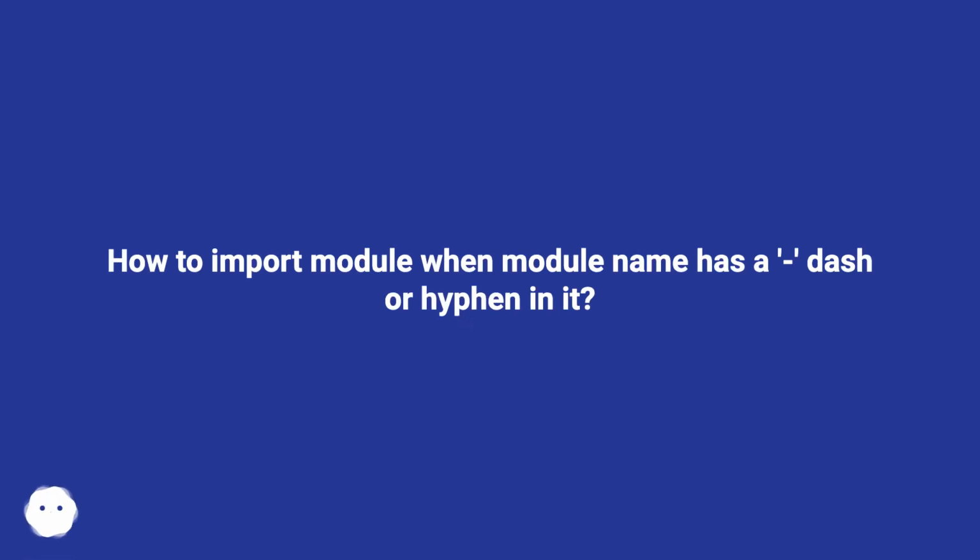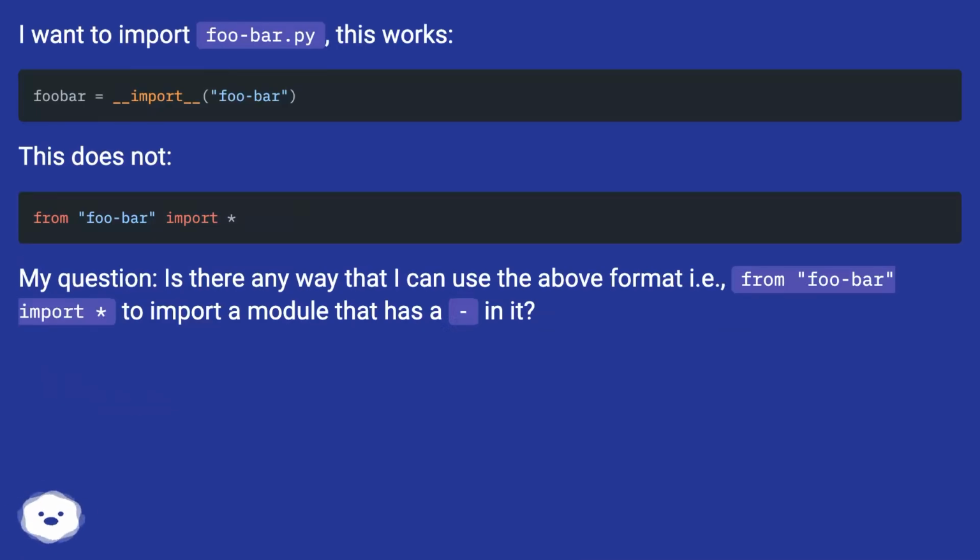How to import a module when the module name has a dash or hyphen in it. I want to import foobar.py, this works. This does not. My question: is there any way that I can use the above format, i.e., from foobar import *, to import a module that has a dash in it?